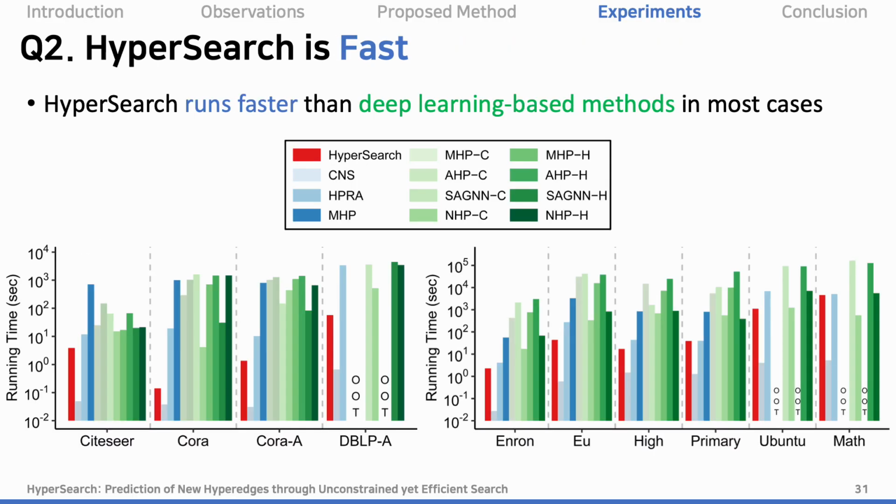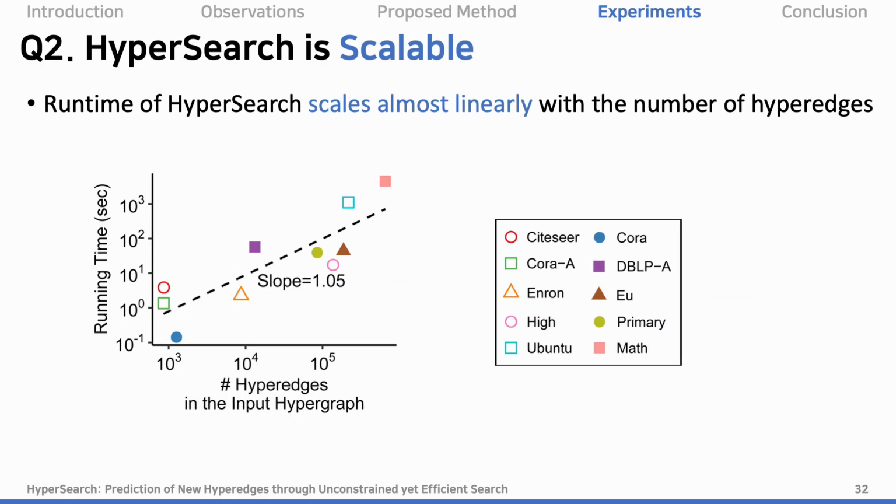Let's turn to the runtime comparison between HyperSearch and baseline methods. HyperSearch runs faster than deep learning-based methods in most cases, demonstrating its computational efficiency across diverse datasets. Here, we examine how the runtime of HyperSearch scales with the number of hyperedges. The runtime grows almost linearly, indicating that HyperSearch maintains scalability as the data size increases.